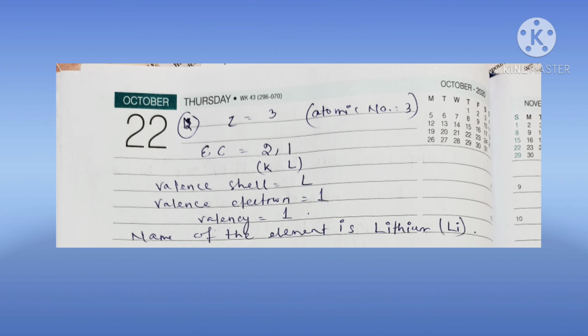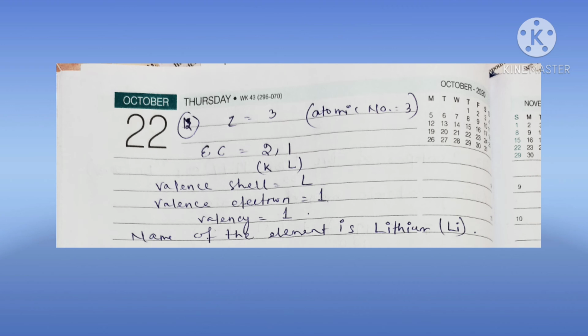If Z is equal to 3, what would be the valency of the element? Also name the element. If Z is 3, Z is equal to atomic number. So if atomic number is 3, that means proton is also 3, electron is also 3. And electronic configuration will be in K shell 2 and in L shell 1. So valence shell is the L and valence electron is 1.